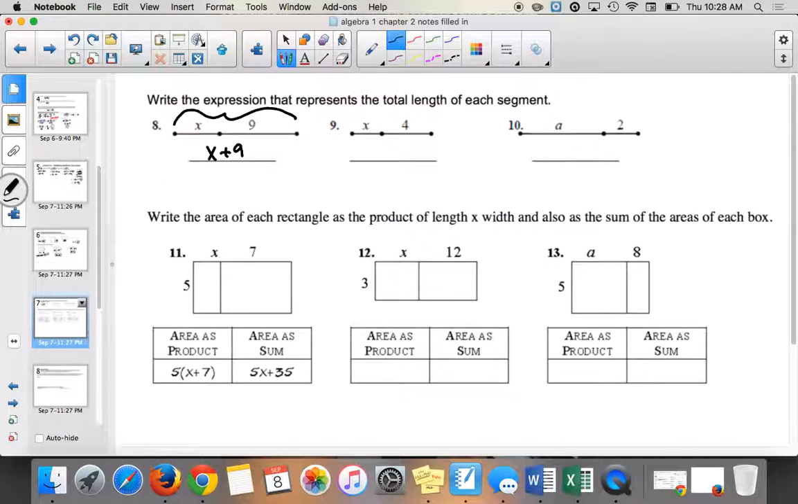Yeah, you're fine. Go ahead. So this next one is going to be x plus 4, right? And the last one is going to be a plus 2.